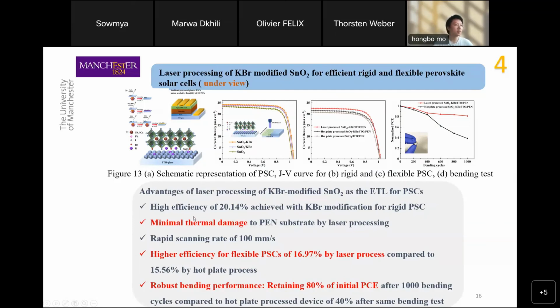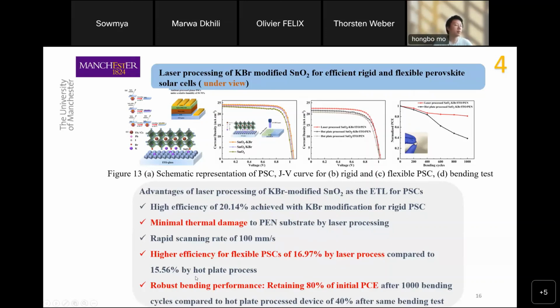Also, it's a different story for the flexible solar cells. We found that the flexible solar cells based on the laser treatment exhibit around 17% by the laser process, compared with 15% by the hot plate process. And the main reason is the minimal thermal damage to the PEN substrate during the laser processing, because it's a rapid scan processing with a very fast cooling rate.